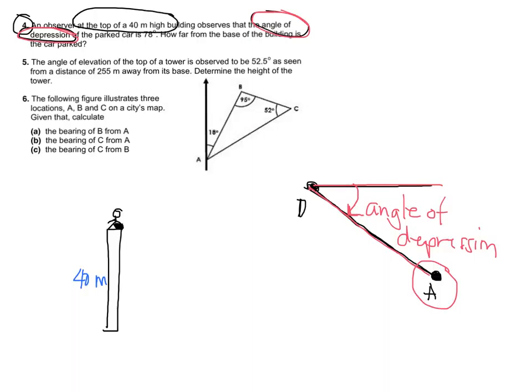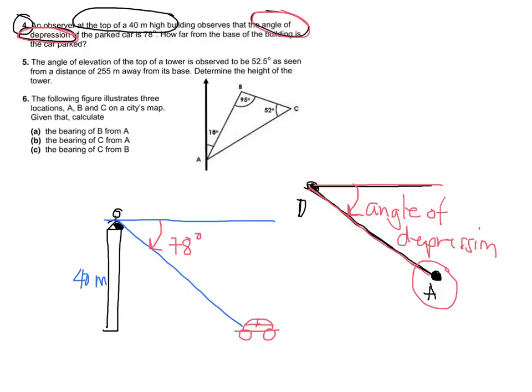So in problem number 4, there is a car parked somewhere here. The observer is looking at the car, and it says that the angle of depression is 78 degrees. So the angle of depression is the angle from the horizontal line to the line of sight, and in this case, it is 78 degrees.